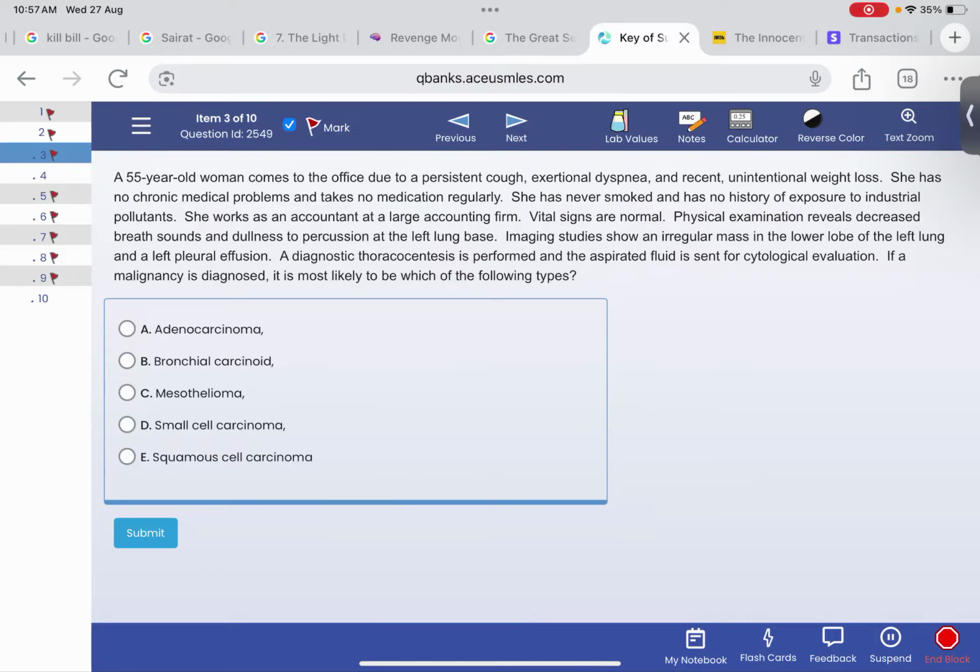Adenocarcinoma, yes, because she has no smoking history and she's a female. Females are most commonly associated with adenocarcinoma, right? And it's at the base of the lung, on the periphery, a peripheral mass. Perfect, you have made your point. That's adenocarcinoma.